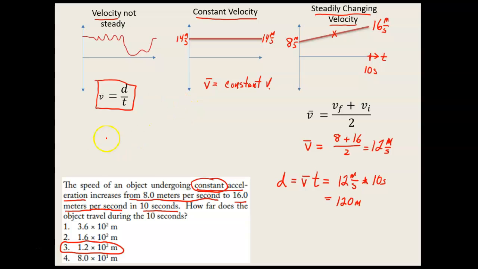So you're going to get lots of different scenarios, but just be thinking, is this a constant velocity situation? Is this a steadily changing velocity situation? Or is this a situation where they're not really describing how the velocity is changing, or it's not clear how the velocity is changing? And they all are going to use this formula, and you can determine the average velocity in these two circumstances as described using just beginning velocity plus final velocity divided by 2.